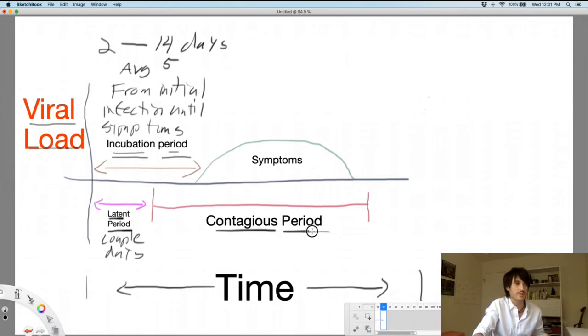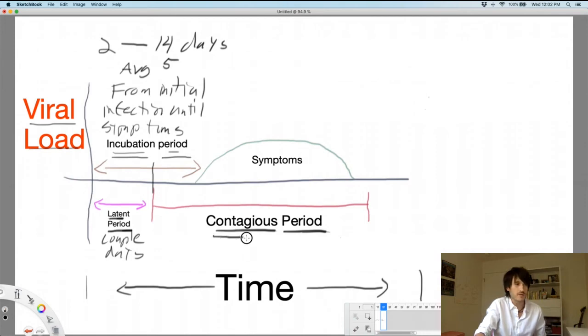After that latent period, you enter what we call the contagious period. The contagious period is when you're actually producing enough virus to be able to expectorate it and infect other people. And as you can see, this happens within the incubation period. So if you have an incubation period of 14 days, you could be contagious for a very long time, as many as 12 days before you start to show symptoms.